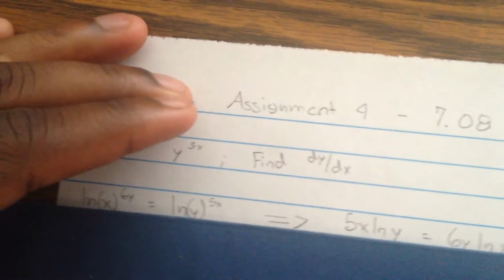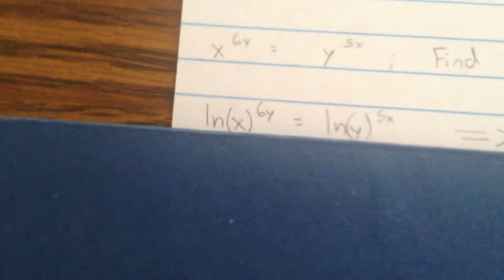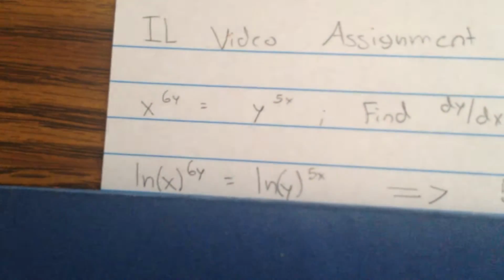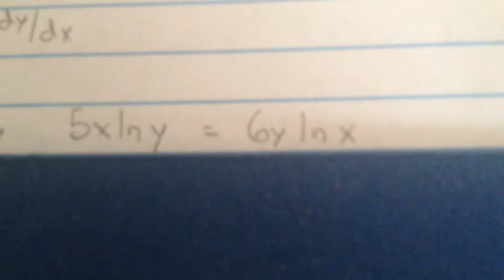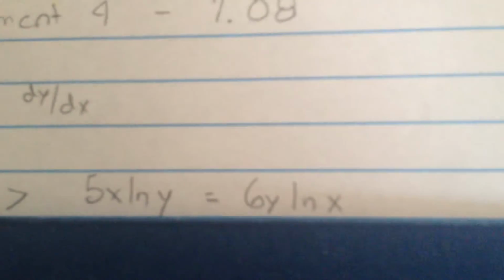Now, you can see there are x and y terms on both sides, so we're going to have to use implicit differentiation. And since there's a y in the power, we're also going to have to use the natural logarithm property. So first, we'll take the natural logarithm of both sides, so ln of x to the 6y is equal to ln of y to the 5x, and the logarithm property says if you have the natural log of a function to a power, you can bring the power down to the front as a coefficient. So we get 5x ln of y is equal to 6y ln of x.